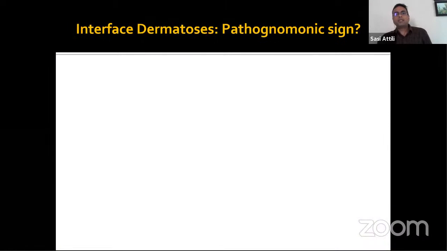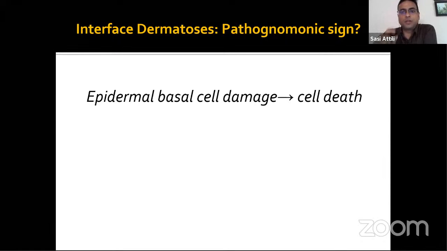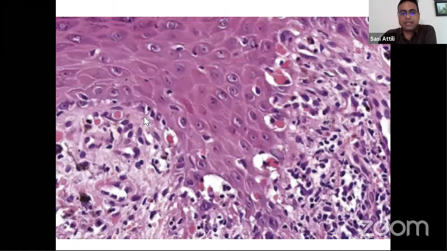All right. So what is the pathognomonic sign of interface dermatosis? What is common to all interface dermatoses, whether they are cell-rich or cell-poor? The common pathognomonic feature is epidermal basal cell damage leading to cell death. And that is the most important feature that distinguishes interface dermatosis from other dermatoses. All right. And this is the classical example you're seeing here. These are apoptotic keratinocytes, dyskeratotic cells, as people know them, Civatte cells or colloid bodies. So this is the basic pathognomonic feature.